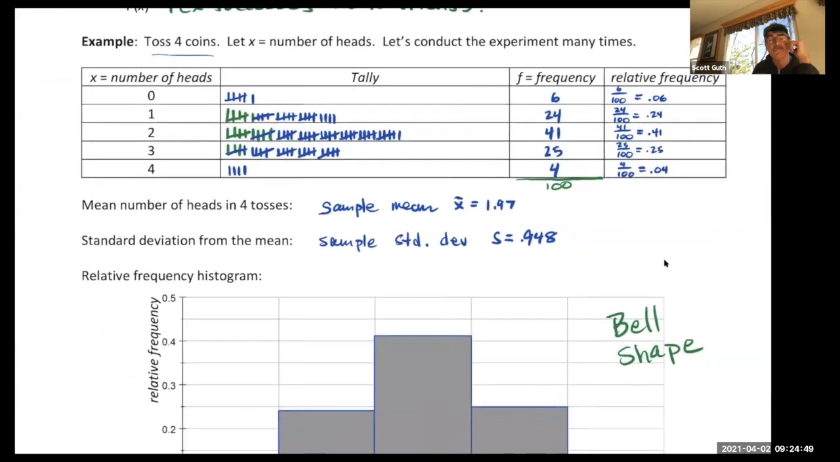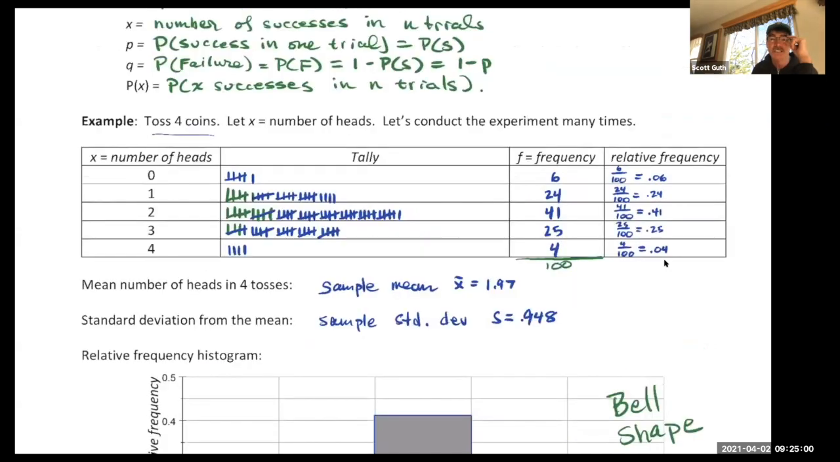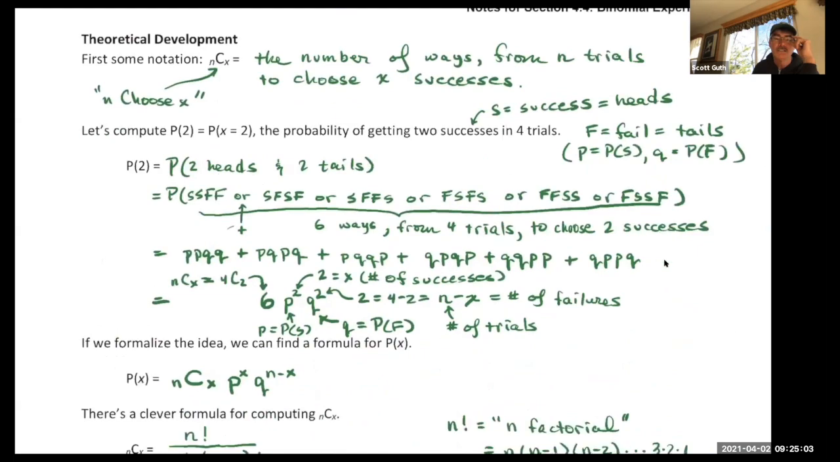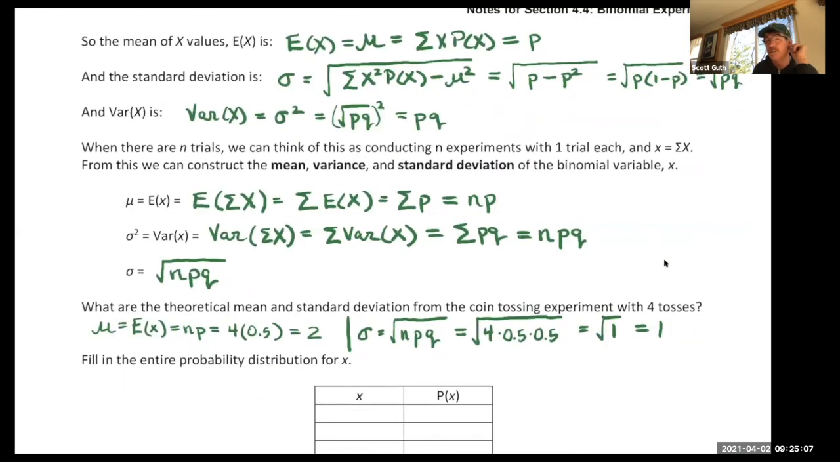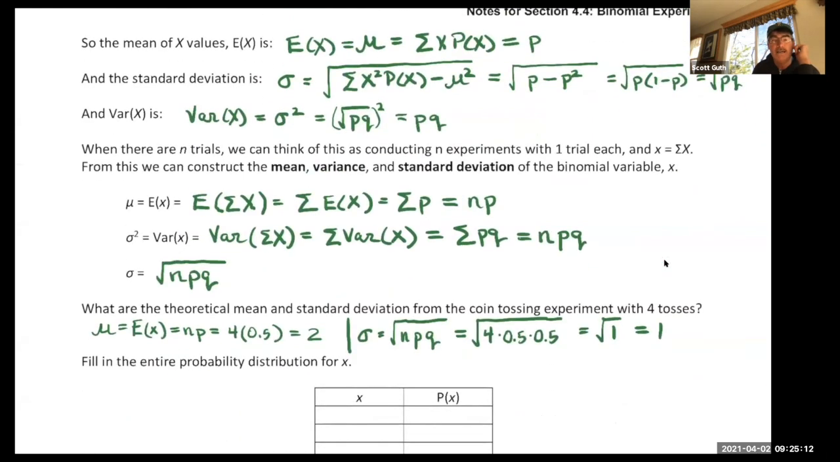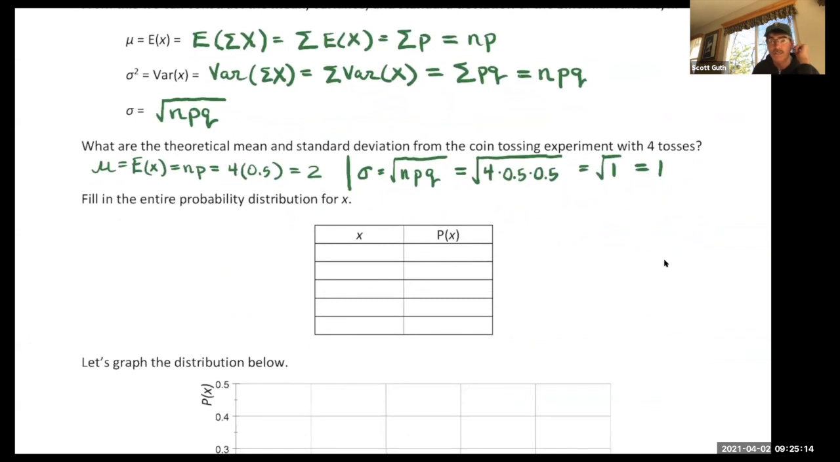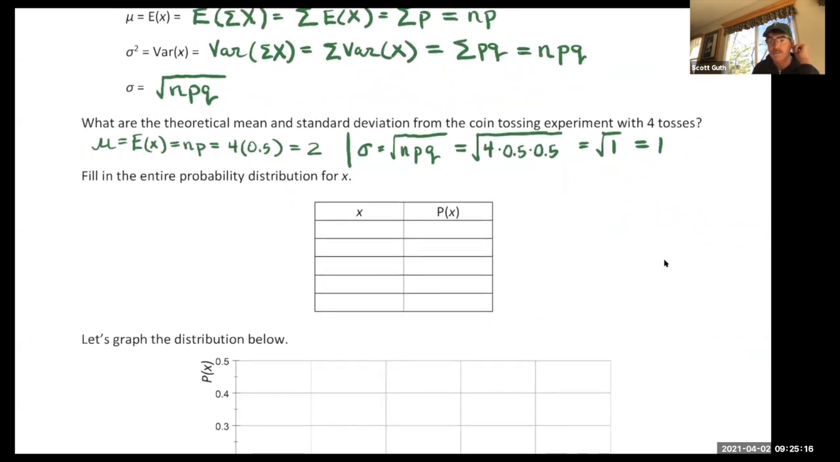Okay, so somehow this theoretical discussion about what will happen, and you have to think about this, I mean, we actually conducted the experiment. This theoretical discussion is about predicting what will happen in the long run. And this discussion has told me, yeah, in the long run, I should get 2 heads on average, and 1 should be the standard deviation. Without conducting any trials, we know what will happen.